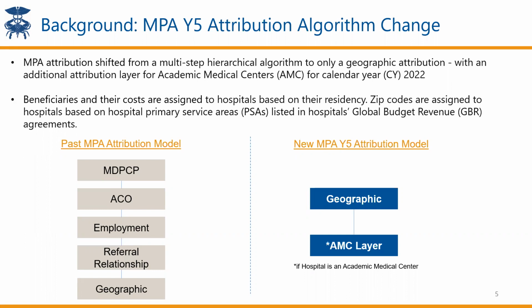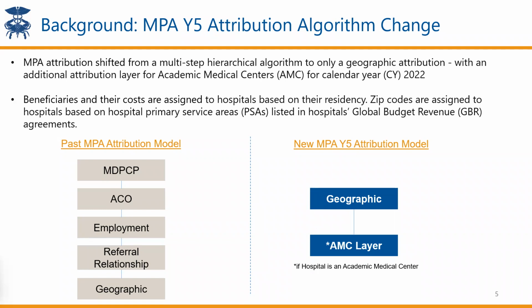So, last little recap here. On the left side of the screen, you can see what the attribution approach was in the past. Beneficiaries were attributed to providers who then linked up to the hospital in some capacity, and then there was a geographic catch-all at the bottom to scoop up any beneficiaries who were not attributed under another tier.